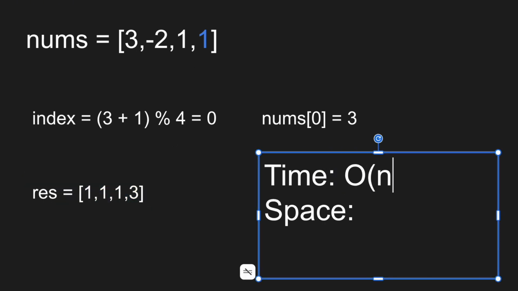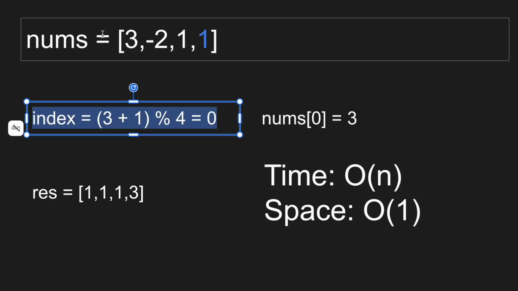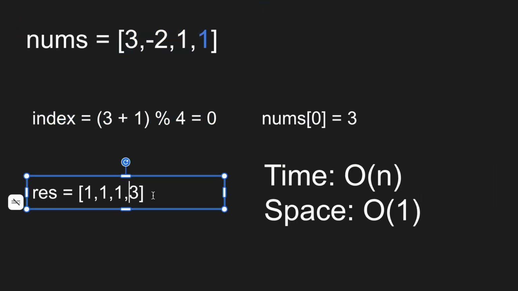And the time complexity would be O of n, where n is the number of elements in nums, because that's the number of elements we will iterate through. And the space complexity would be O of 1, because the size of this variable will not depend on the nums array, and this doesn't count as space because we are returning it.